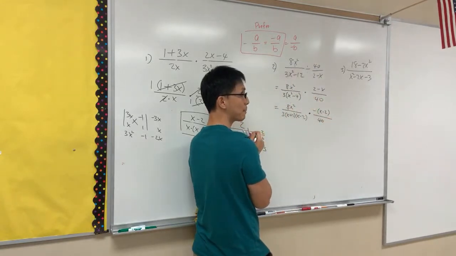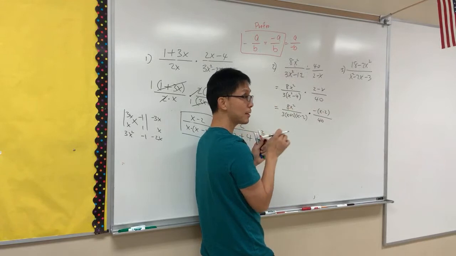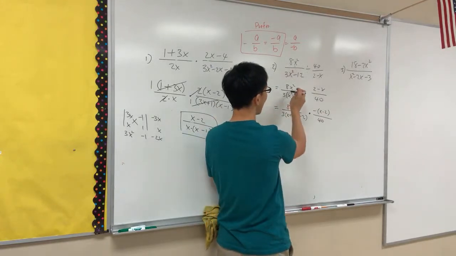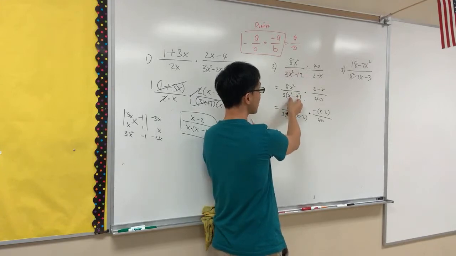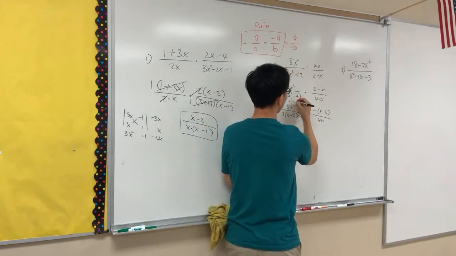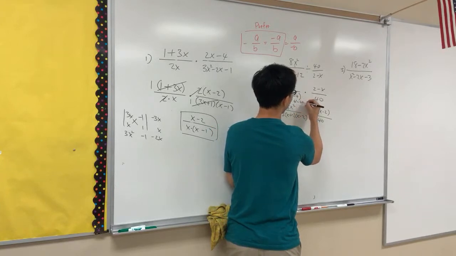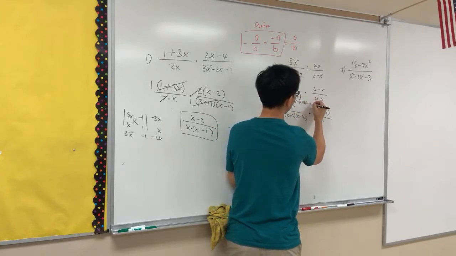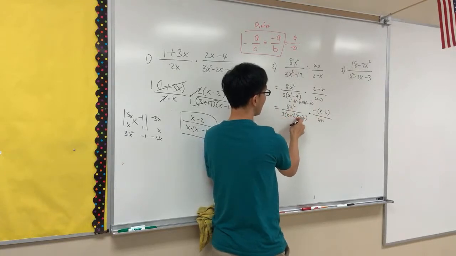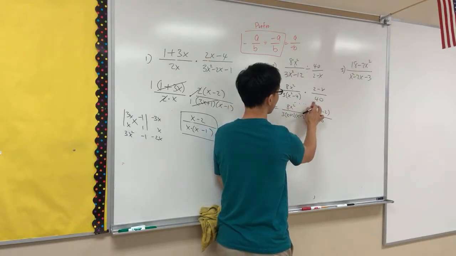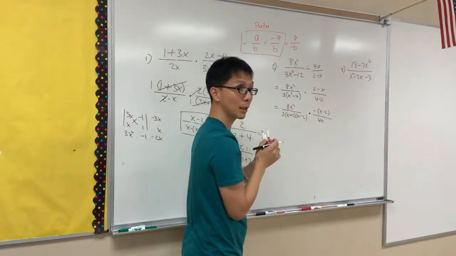Am I going too fast? Yes? Okay, so I factor out a 3 first. And then this is the difference of squares, which is a squared minus b squared. So a squared minus b squared is equal to a plus b times a minus b. So therefore, it's going to be x plus 2 and x minus 2. Does that make sense?